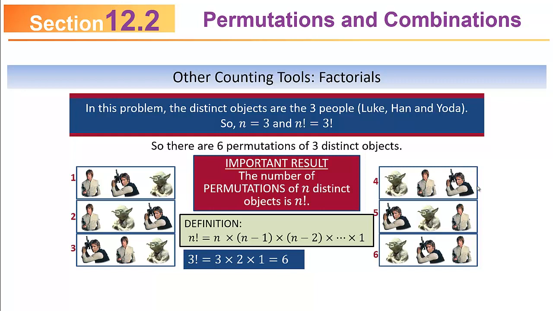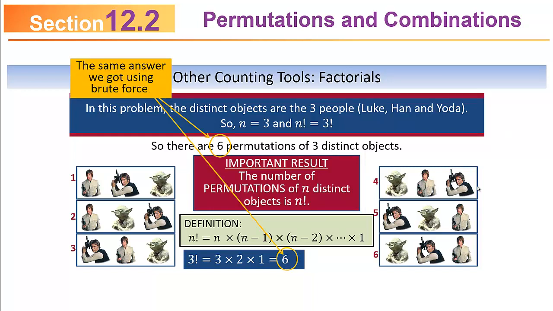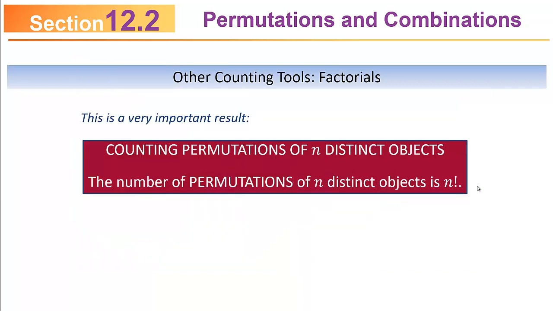So rather than having to actually write out every permutation, we can just use the factorial formula and get there very quickly. And again, just for emphasis, that's exactly the same answer we got when we just did it by brute force. Now, you need to remember this. This is a very important result. If you want to count permutations of n distinct objects, all you need to do is calculate n factorial.